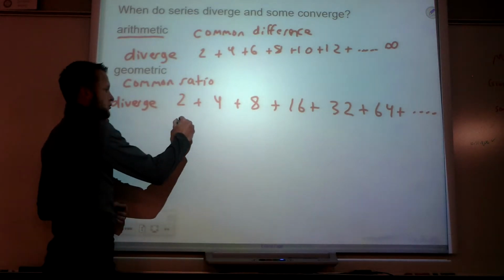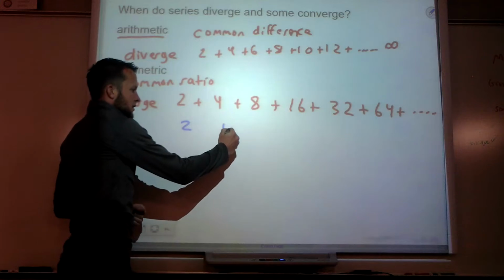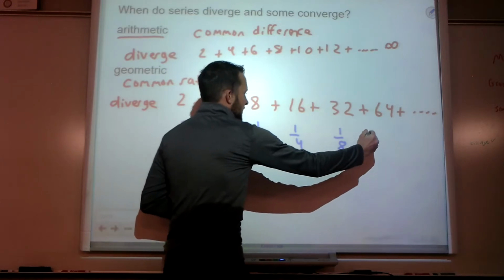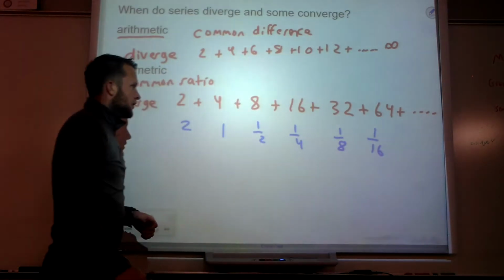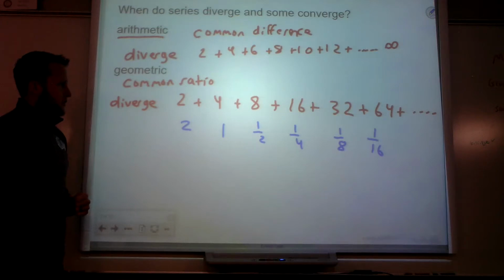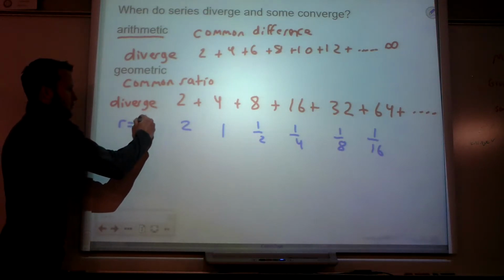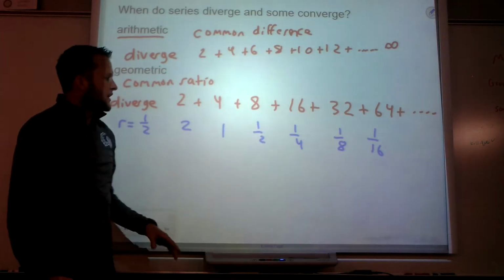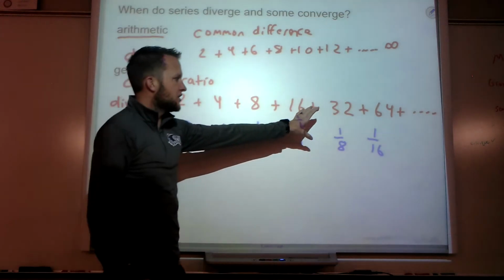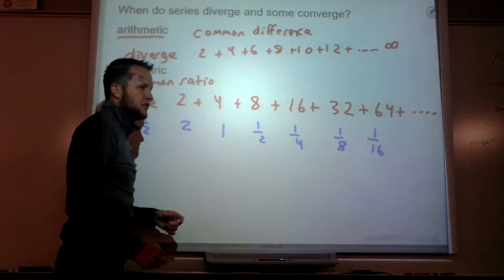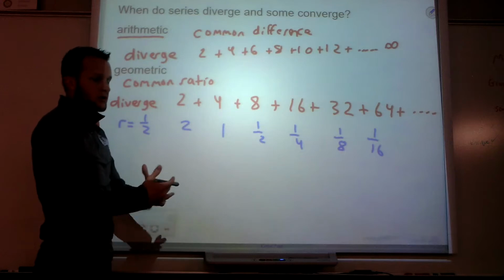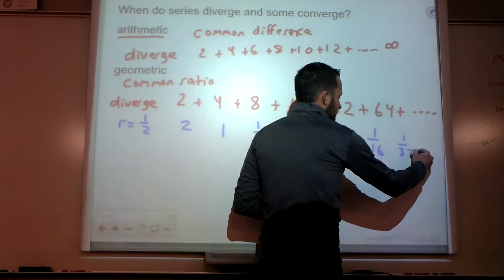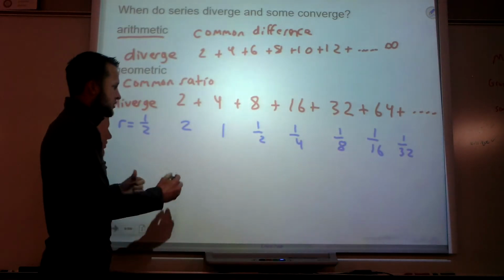But watch this. What if I do 2, and then I go to 1, and then I go to 1/2, and then 1/4, and then 1/8, and then 1/16. What is my common ratio here? Hopefully you see the ratio is 1/2. I times by 1/2 to get here, times by 1/2 to get here. Is this approaching something? What is the limit of this sequence? Is there a number it's going to get closer and closer to? Hopefully you can start to see that after this would be 1/32, then 1/64, and it's going to get closer and closer to 0.